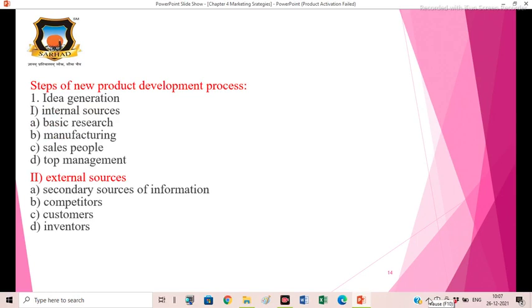Let us see the steps of the new product development process. The first is idea generation. The first step in new product development is the generation of new ideas. There are various sources from which new ideas can be tapped, and they are as under. The sources of new ideas. The sources of generation of new ideas can be basically divided into internal sources and external sources.